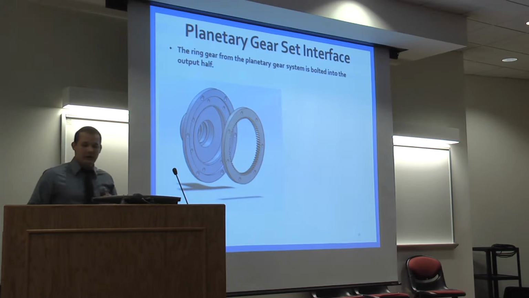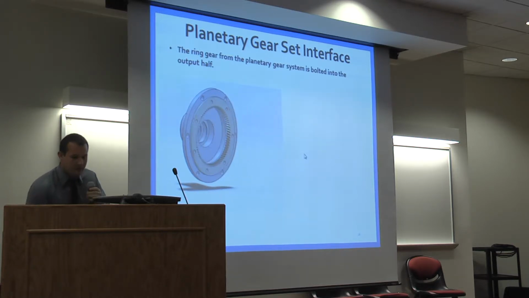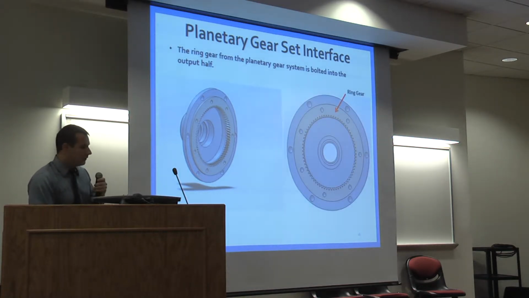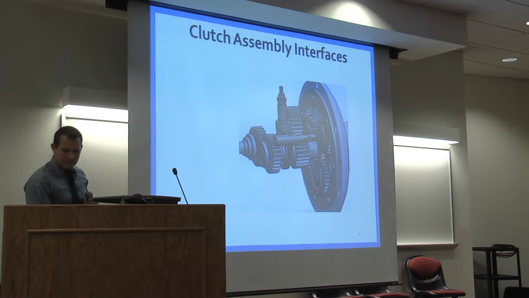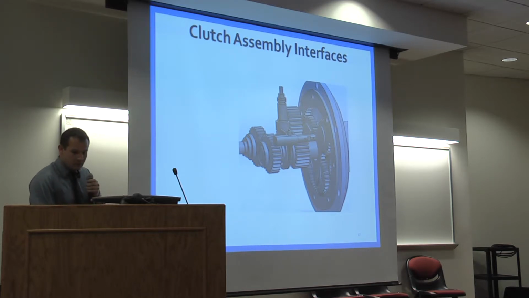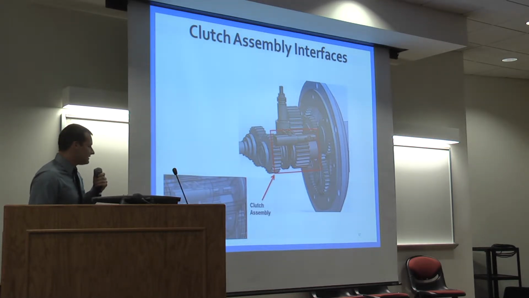The stationary ring gear is mated into the output side of the transmission casing. As you can see with this quick video, the ring gear is simply inserted into the output half. When it's mated, it is bolted together with 7 fasteners. The input side upper half has to interface with the clutch assembly, which these components are the clutch selector switch and the clutch assembly.